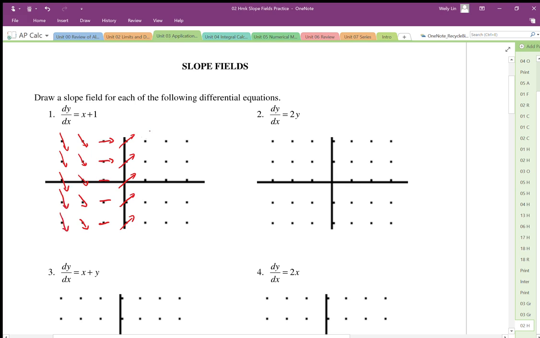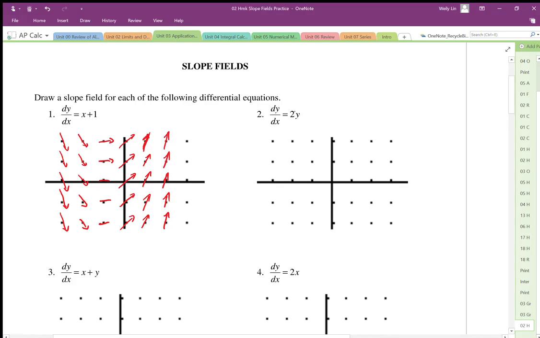Here x is 1, so I get a slightly steeper slope, a slope of 2, and then a slope of 3, etc. So this is just going to give me increasingly steeper slopes as I go from left to right. We can see that the y value does not affect the slope here. In fact, if we anti-differentiate this, we'll get a quadratic function.